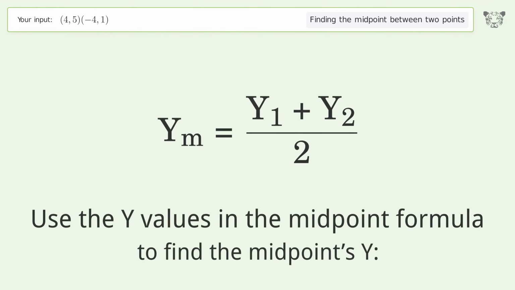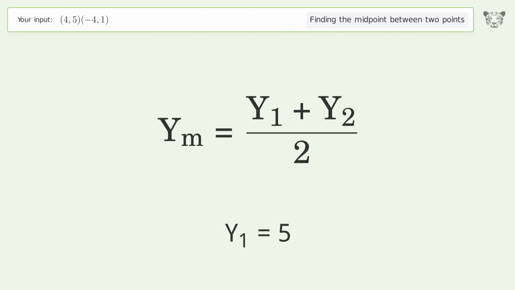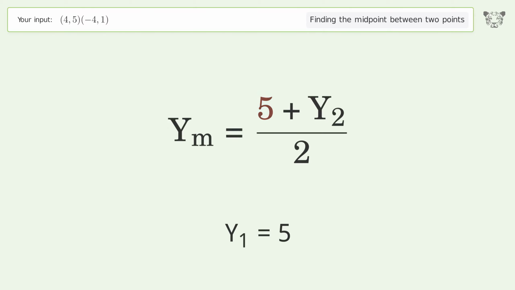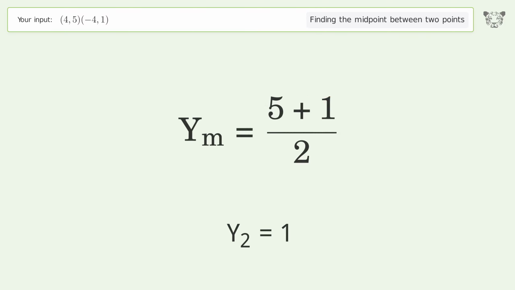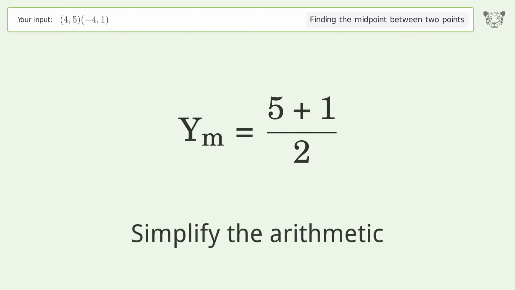Use the y values in the midpoint formula to find the midpoint's y. y1 equals 5. y2 equals 1. Simplify the arithmetic.